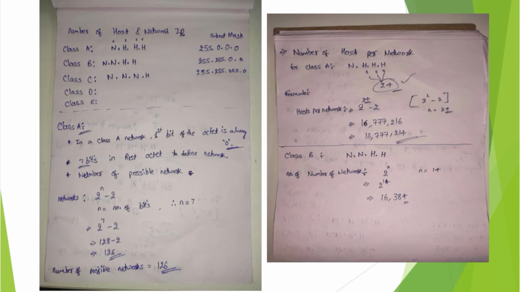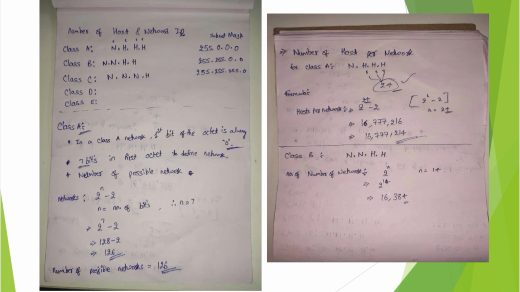Now comes how to calculate the number of networks. For the number of networks, there is one formula: 2 power n minus 2. In the first octet, according to our formula, there will be a zero. So you have to neglect the first bit. In the first octet, 8 bits are there. The first value is zero, so the remaining are seven values: 1, 2, 3, 4, 5, 6, 7.